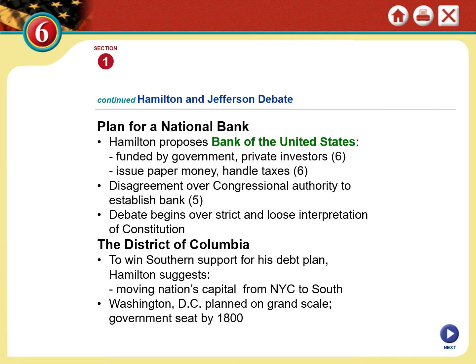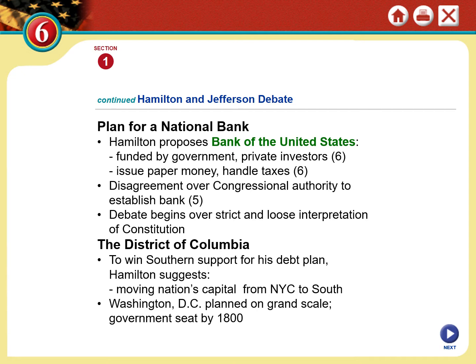Yet there was a disagreement over congressional authority to establish a bank. Did Congress even have the right to do this? And so this began a serious debate over whether the Constitution should be interpreted literally, as Jefferson believed. He believed there was no constitutional basis for a national bank. Or should it be interpreted loosely, using the 9th and 10th Amendments, that if the Constitution did not explicitly forbid it, this would have been an implied power of Congress to create a national bank. And so we have this real debate.